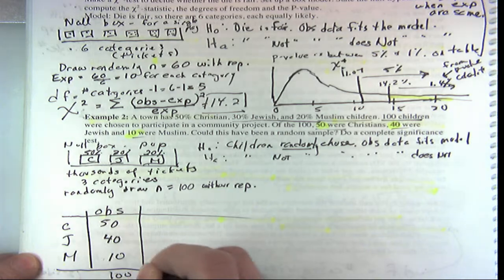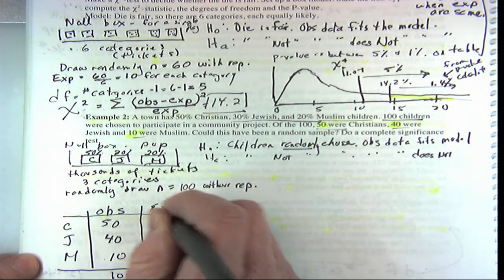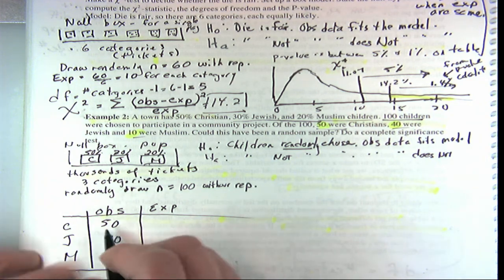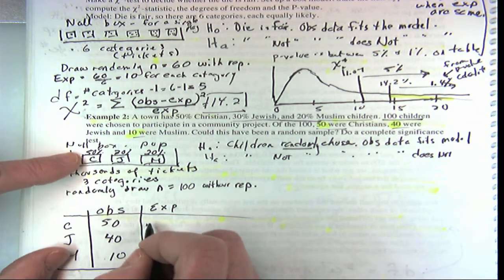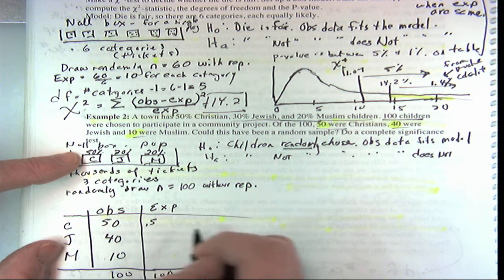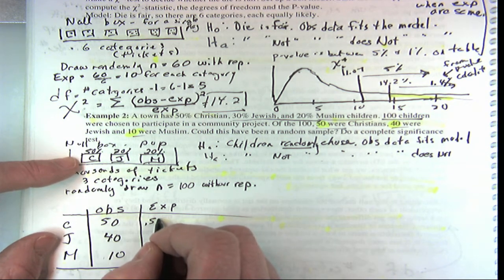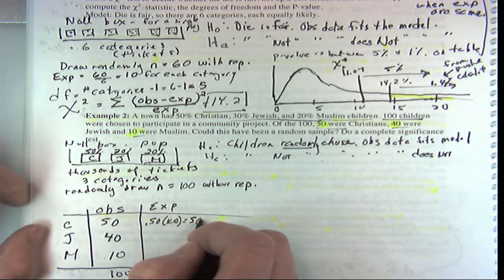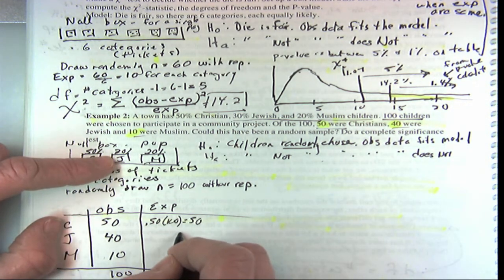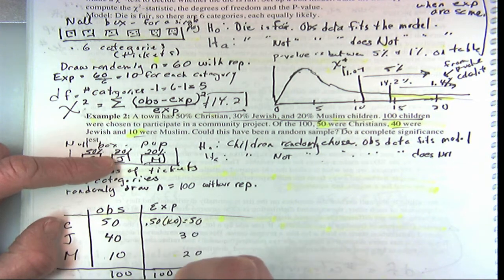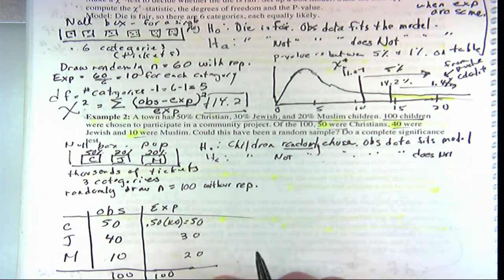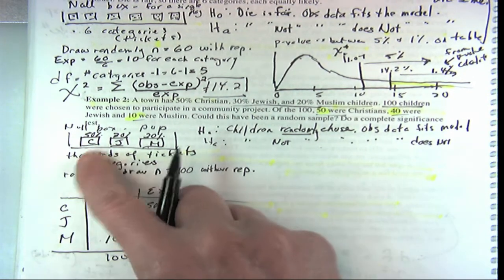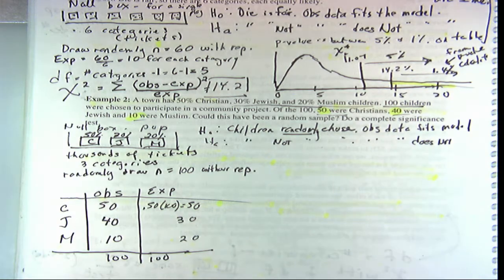So now our expected also has to sum to 100. And what is our expected? Well, it's 50% of our sample, so it's 0.5 of 100. It's easy. So it's just going to be 50, 30, and 20. If this wasn't 100, of course, if this was 200, for example, then it would be double these. But since it's 100, it's the same as the percents here.